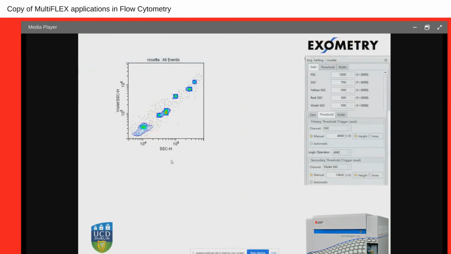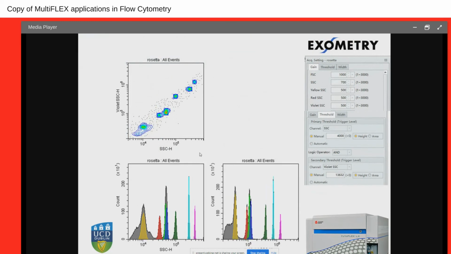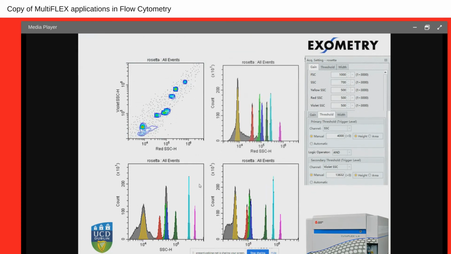This is how it looks using now the Rosetta Beads from Exometry. You can see blue versus red, and we can see the 3 different side scatters, and they are really good for resolving these beads. But if we look at red versus violet, the red has better resolution than the violet side scatter on the low end, but it's better on the higher end compared to the red on the violet.